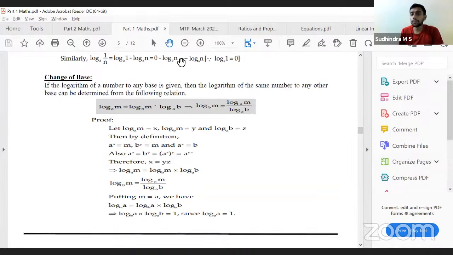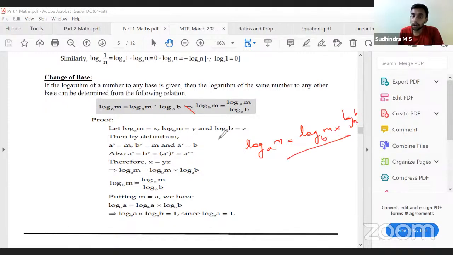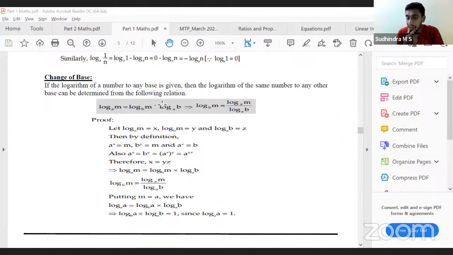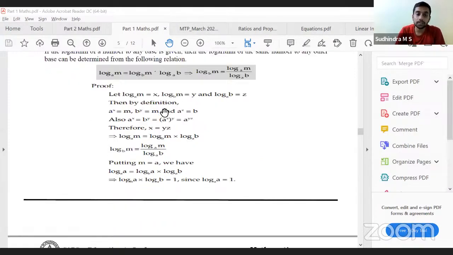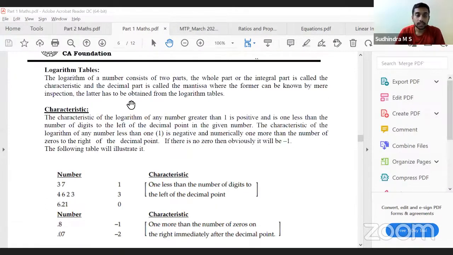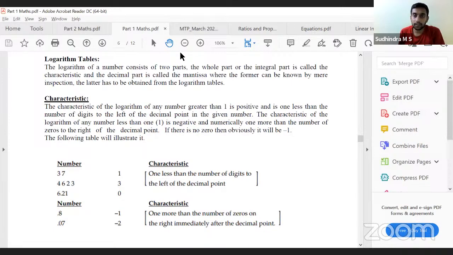Now, can we change the base in the logarithm? The answer is yes, we can. When we are changing the base, log m to the base a can be changed using the principle: log m to the base b into log b to the base a. Or log m to the base b is equal to the changed base log m to the base a divided by log b to the base a. Don't worry about the derivations here. Just focus on these principles. The laws, the principles, the definitions, these are the things that we have to focus on.